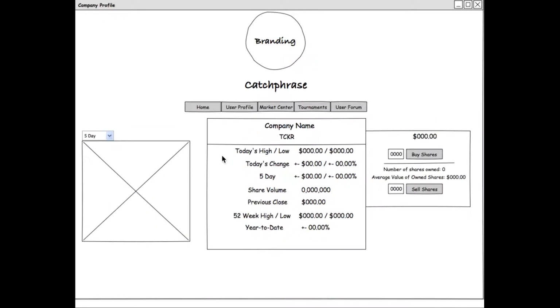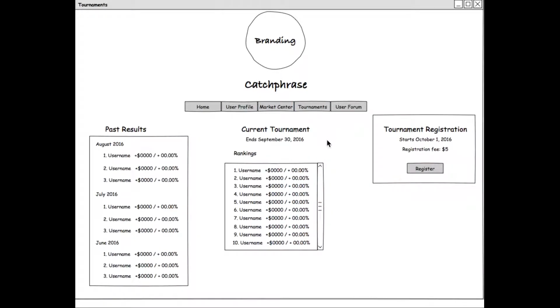If they click on a company, they will be taken to the company profile, which shows the company's performance over the last year, as well as a graph showing their stock and allowing them to choose what type of graph they'll be looking at. They can also use this portion to buy shares from the company as well as sell shares that they own. At the tournament page, users will be able to see past results for the last 3 tournaments, the current tournament results and the rankings for that tournament, as well as the tournament registration, which allows them to register for the next tournament.